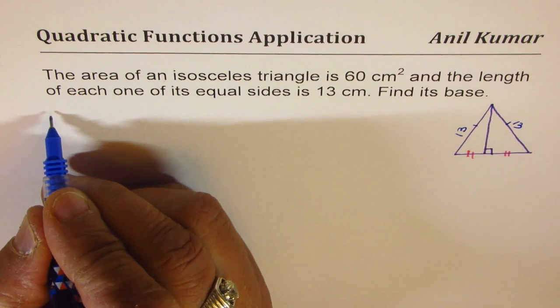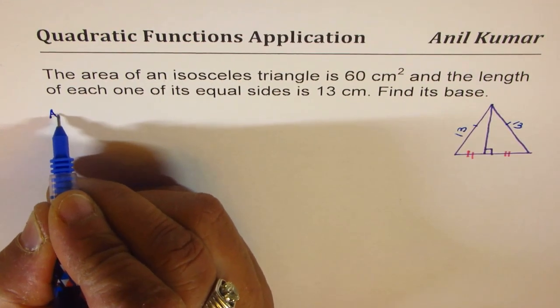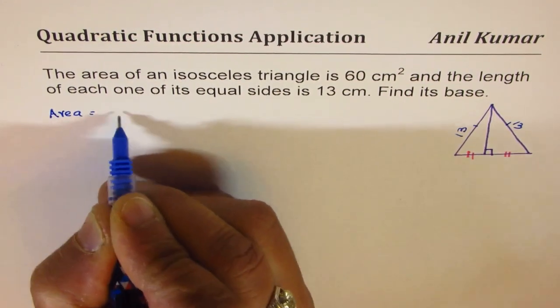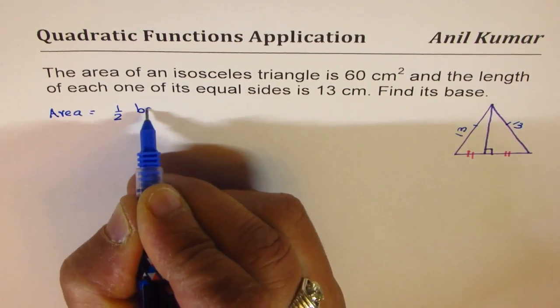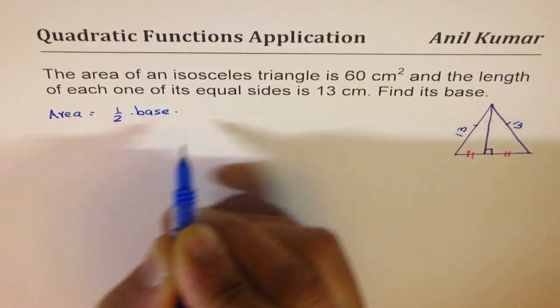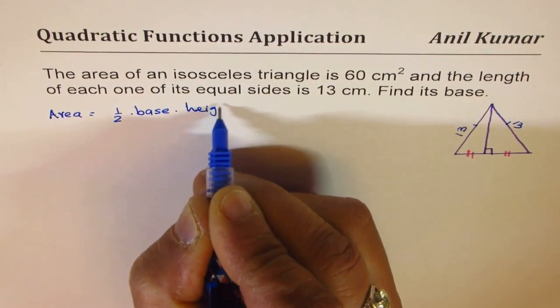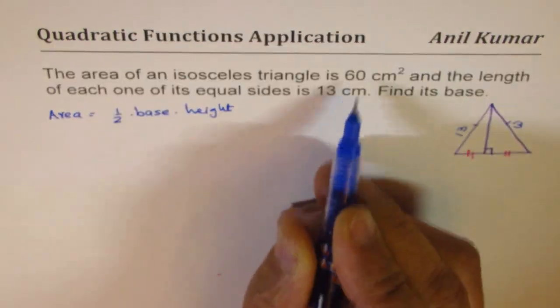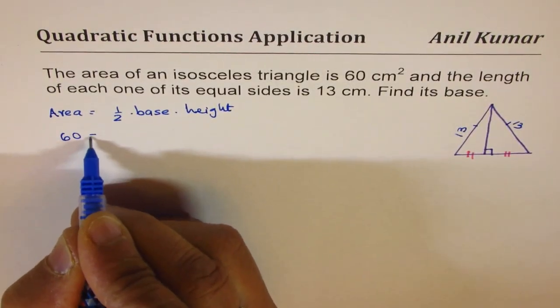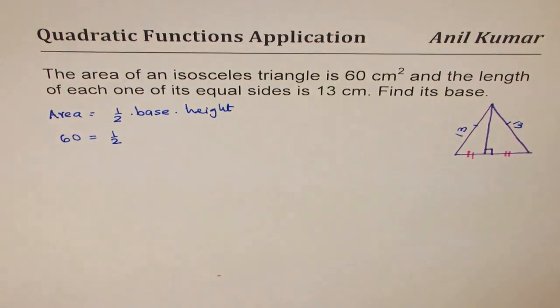So we can say that area is half base times height. Now we know the area, which is 60. So 60 is half. Now what is base?